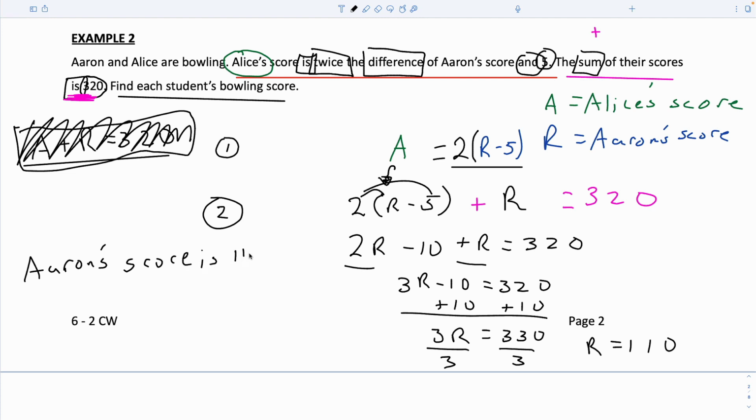But I don't know Alice's score. I need both because that's what it's asking me to find. To find Alice's score, I'm going to use some space here. I'm kind of running out of room. You can find a better spot probably on your paper.